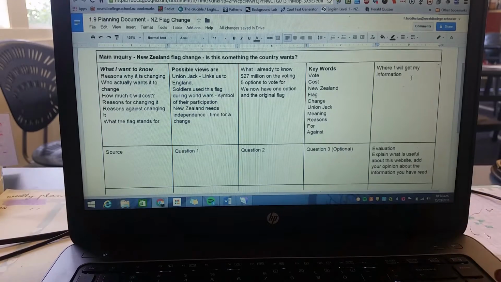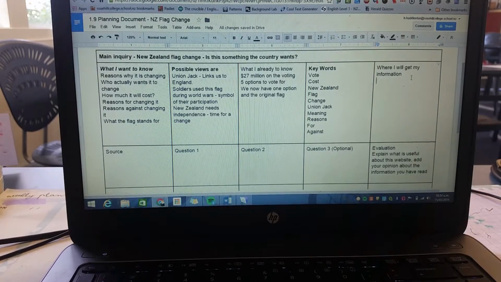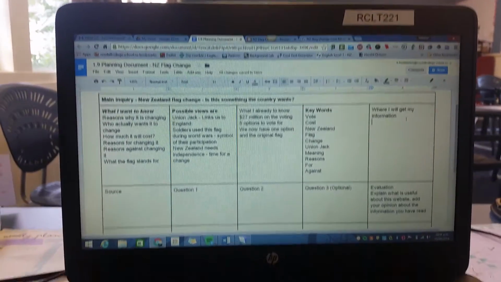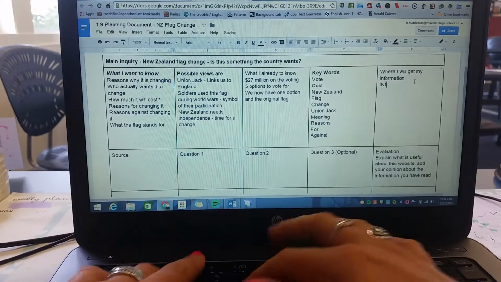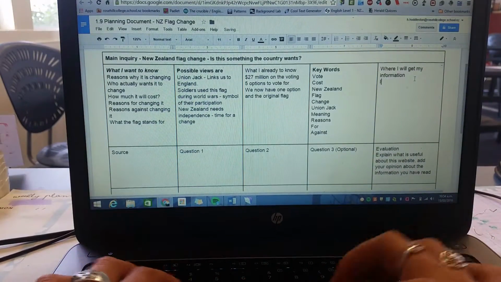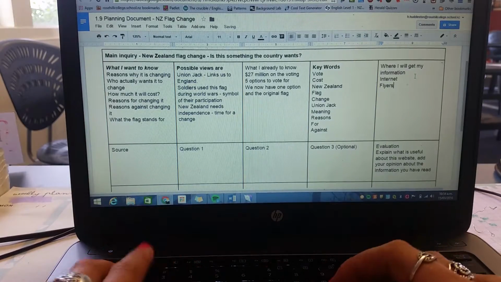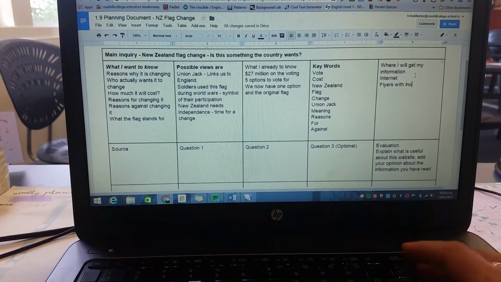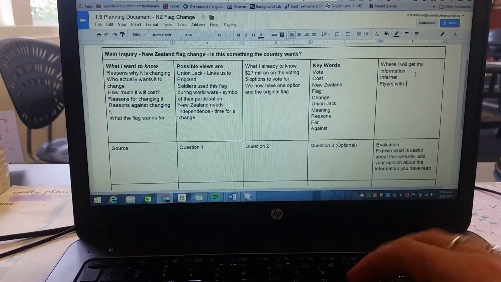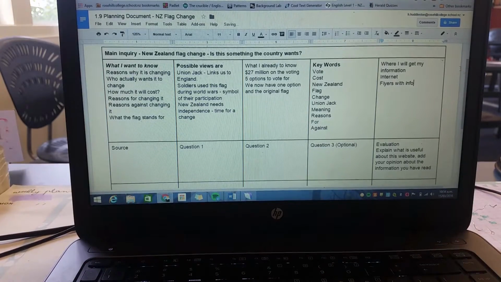Okay, so those are some of the keywords that I will use when I'm doing my search. Where will I get my information from? Because it's something that's happening at the moment, it's current. Pretty much the only place where I can get this information from will be the internet. I might also find some flyers with info on them, but pretty much going to be the good old internet.